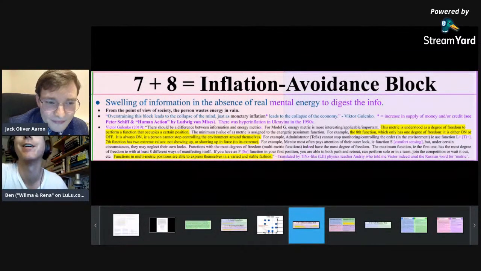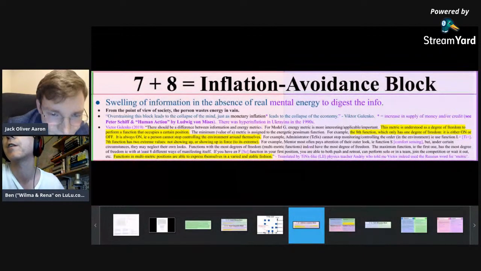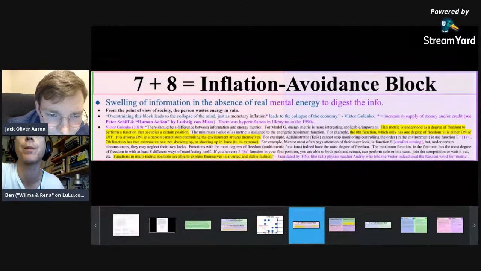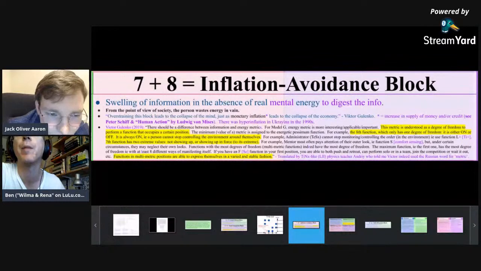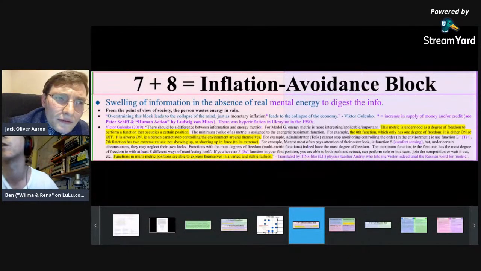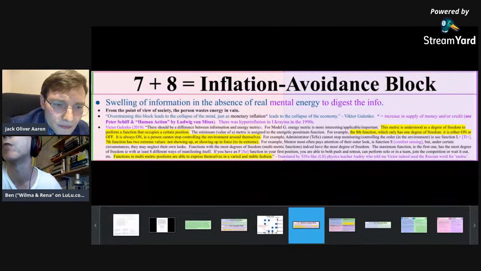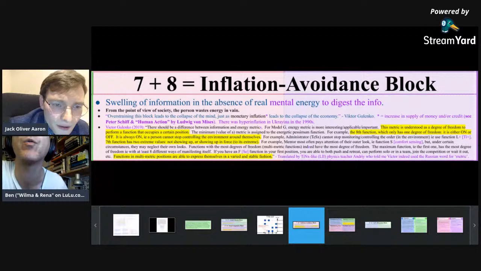Here we go. There should be a difference between information and energy metrics. For Model G, the energy metric is more interesting, applicable, important. This metric is understood as the degree of freedom to perform a function that occupies a certain position. The minimum value of a metric is assigned to the energetic pessimum function. For example, the 8th function only has 1 degree of freedom, it is either on or off. It is always on, i.e. a person cannot stop.